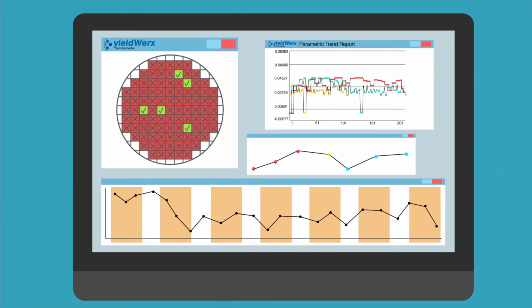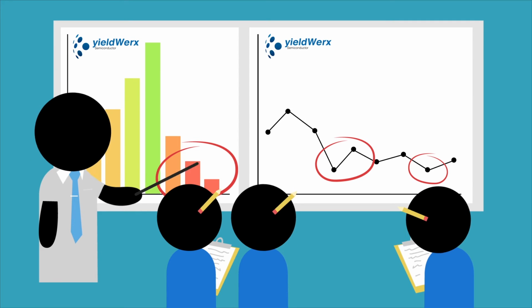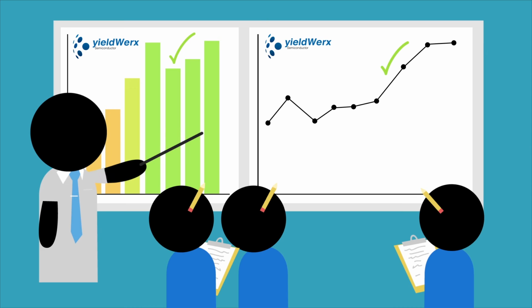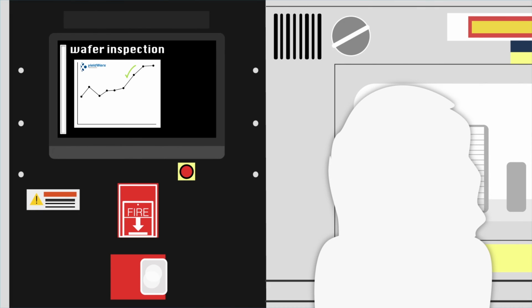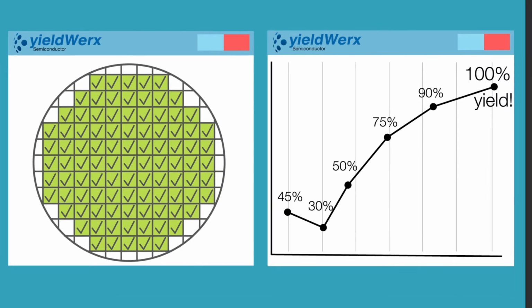This clear and complete yield analysis helps boost efficiency and allows teams to spend less time chasing information and more time actually solving problems. The result is improved operational efficiency, higher device quality, and minimized yield loss, with the ultimate goal of achieving a zero-defect product.